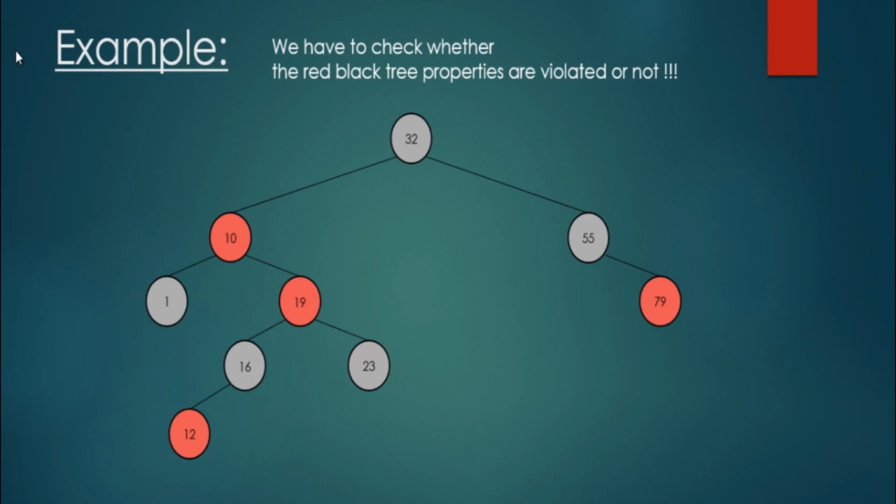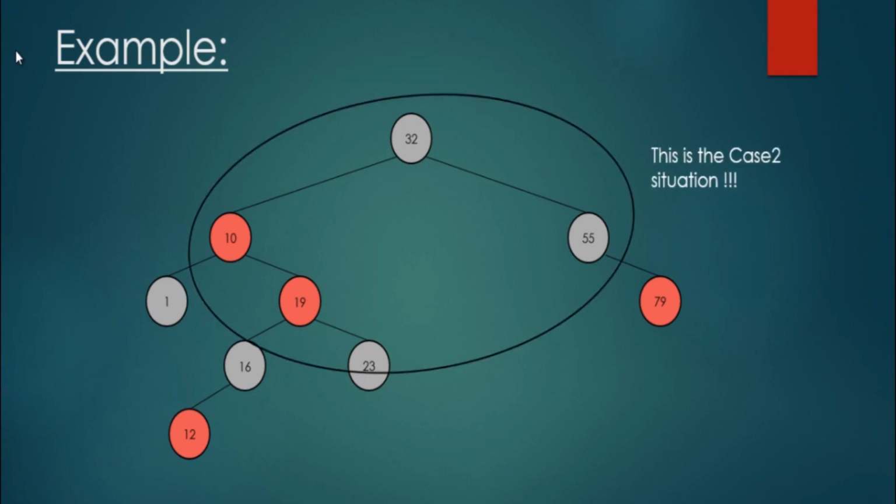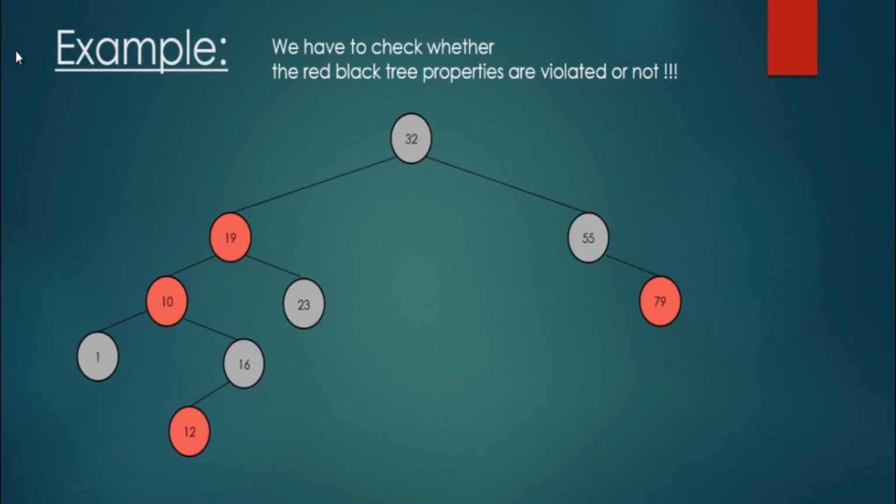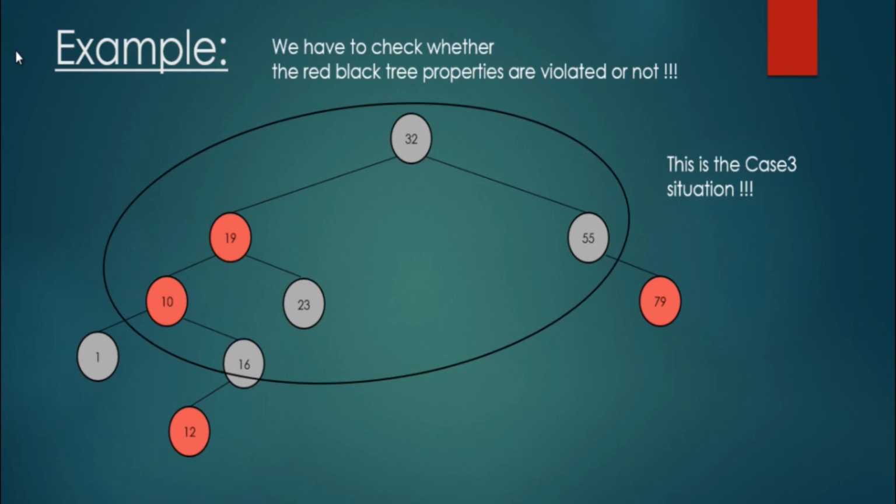So again, we have to fix our red-black tree. And this situation is the case 2 situation. We have to make a left rotation on node 10. After making a left rotation, again we have to check whether the red-black tree properties are violated or not. And as you see, it is violated because node 19 is a red node, and its left child, node 10, is red too. So no red node has a red child. So that's why the red-black properties are violated again.